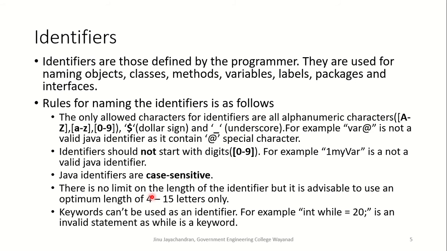4 to 15 letters is normal, but you can still define longer identifiers, but it is not advisable. And then the most important, you cannot use a keyword as an identifier. For example, int while = 20. Here while is a keyword because you use while in a while loop, while of some condition. So that while is something that is understood by the compiler automatically without you defining it. So that is a keyword, and you cannot use a keyword as an identifier.